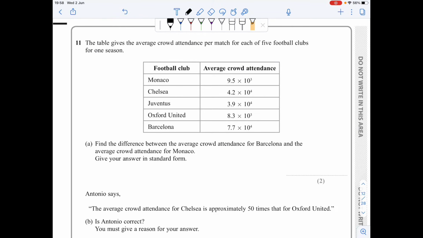Now for part A of this question, I need the difference between Barcelona and Monaco. So this is Monaco, this is Barcelona. I need to subtract those two, so 7.7 times 10 to the 4 minus 9.5 times 10 to the 3. And if you do this subtraction, you will get 6.75 times 10 to the 4.